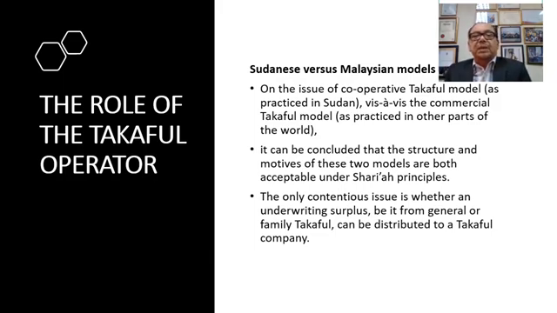So next one, it can be concluded that the structure and motives of these two models are both acceptable under Sharia principle. Both can actually be accepted in Sharia law. But in Malaysia, we have two businesses, one under the Company Act, one under the Cooperative Act. Both are businesses acceptable by the government, except that the company runs differently, the cooperative runs differently. The business is the same.